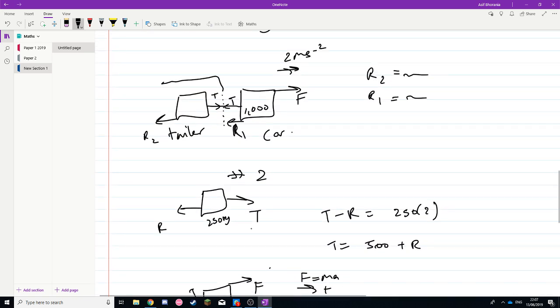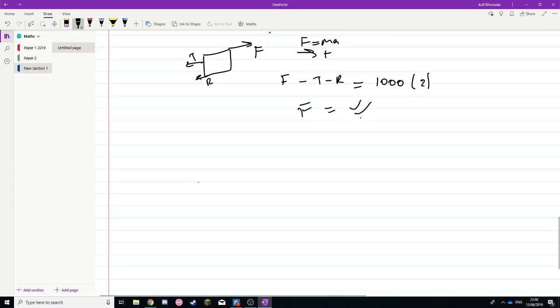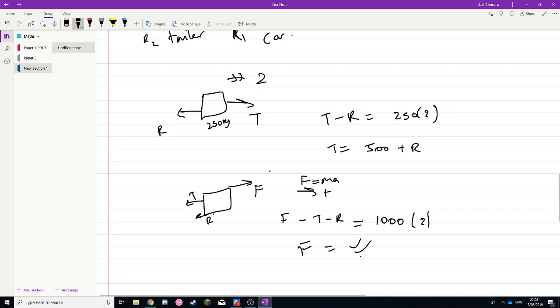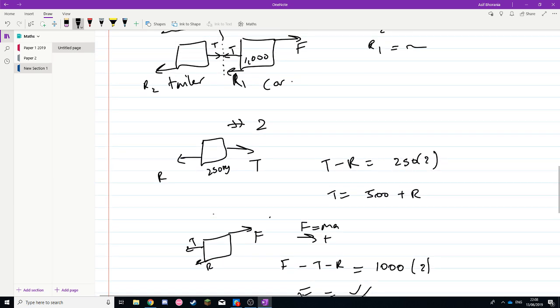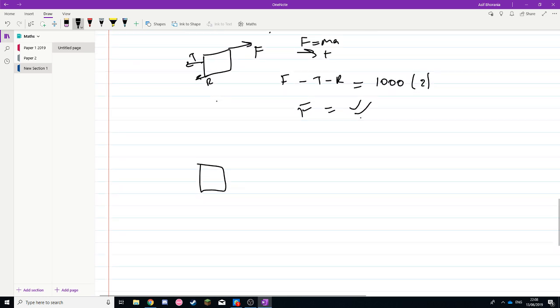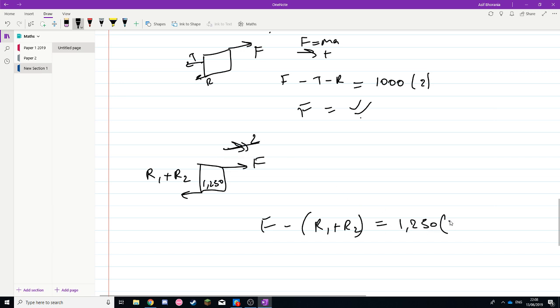So what he means by connecting the objects is this. If you don't want to split it, you can treat the trailer and the car as one object, as the tensions would cancel out, and say that the combined mass is now 1,250. The force forward is still F, but now the force backwards, the resistances, is R1 plus R2. Now that you have these combined forces, you can set up your diagram with acceleration still being 2 meters per second squared, 1,250 times 2, and this F would equal this F.